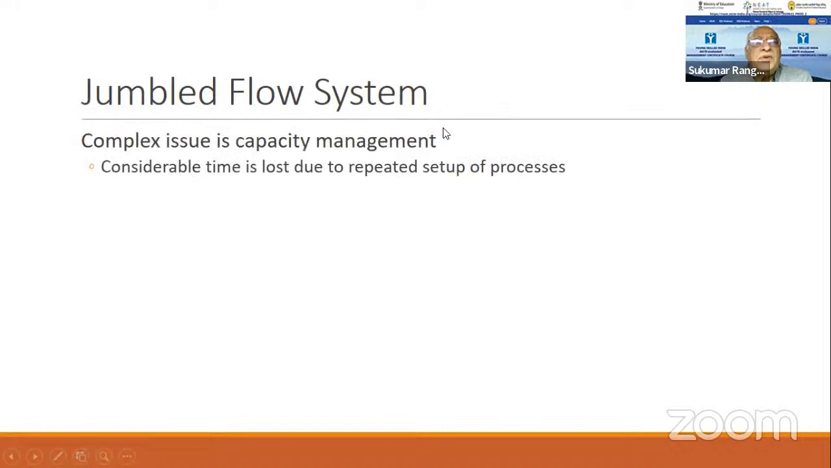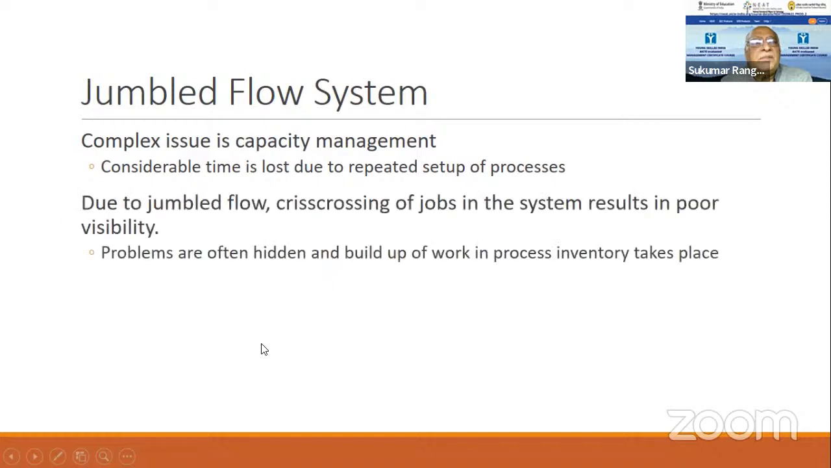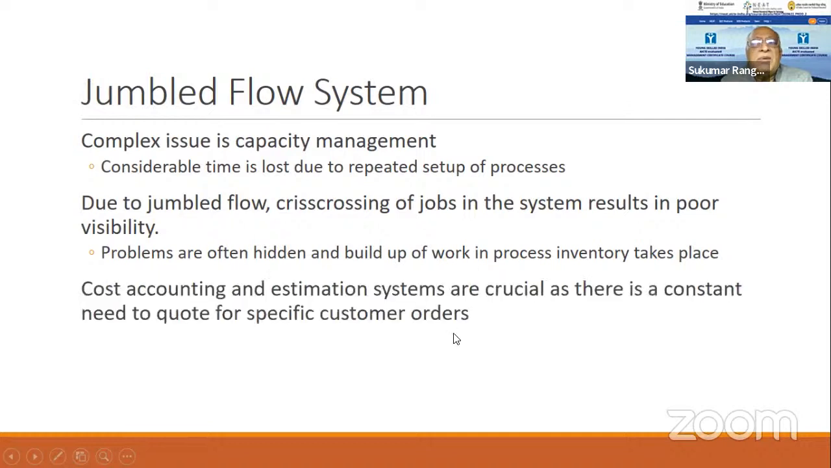A complex issue is capacity management. Considerable time is lost due to repeated setup of processes. Problems are often hidden and a buildup of work in process inventory takes place. Cost accounting and estimation systems are crucial.